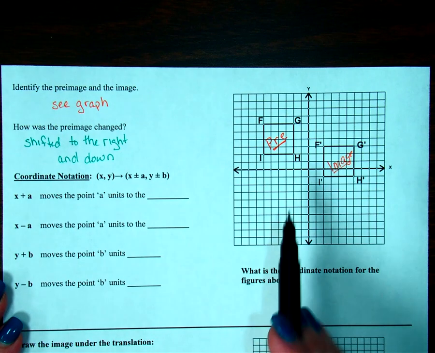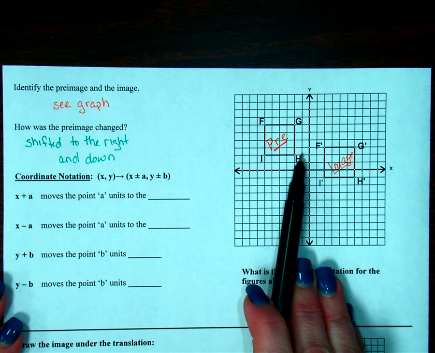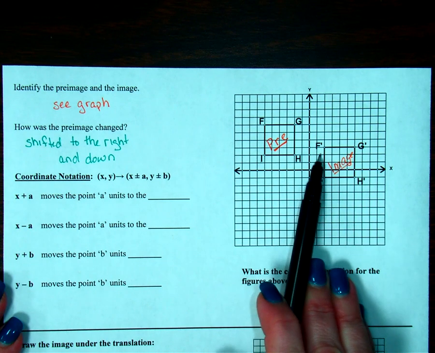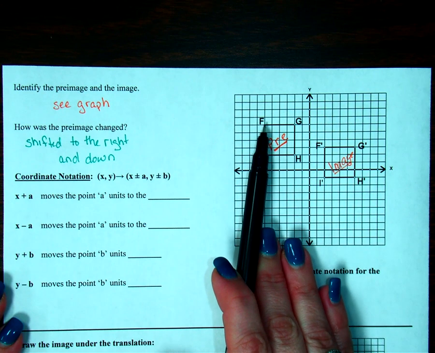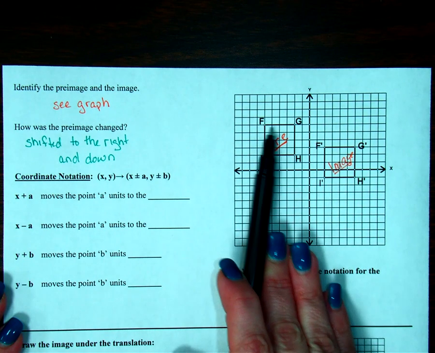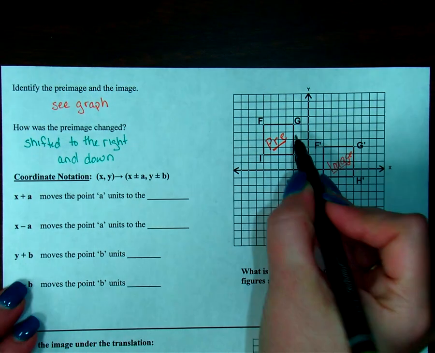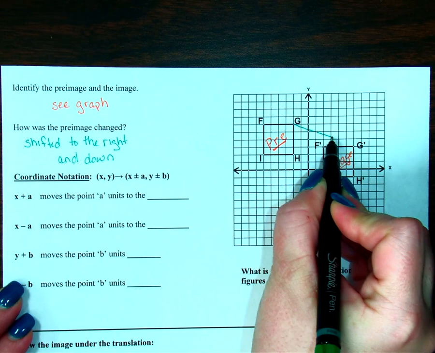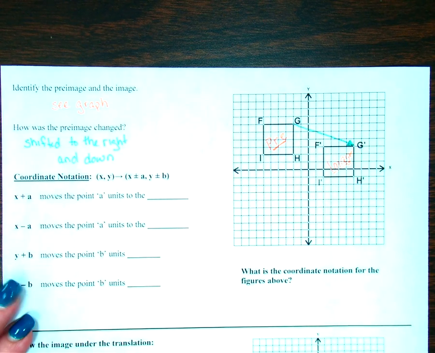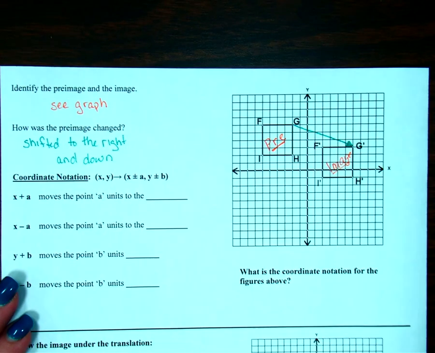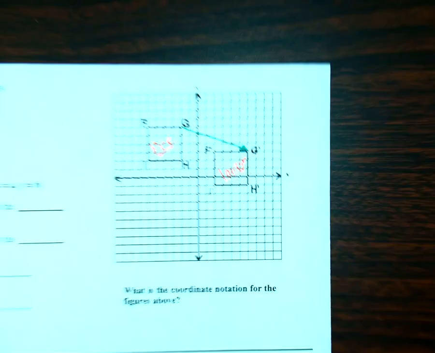So sometimes we get a little bit confused because we'll just say, okay, to get from here to here, let me just count. And we say, oh, there's 1, 2, 3, 4 boxes between the two. But we really need to go from matching point to matching point. So to get from the F to the F prime or from the G to the G prime is really the distance we're looking for to tell us what the change was. Okay, so if I want to know what that change was, I'm going to have to count how far right I went and how far down I went.